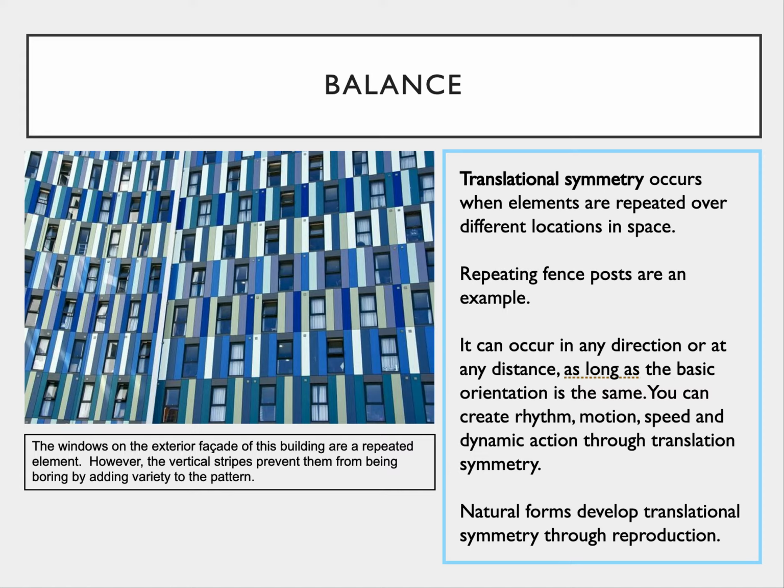So the windows on this building are repeated over and over and over and over. However, the material, the patterning in the material prevents them from being boring by adding variety. Translational symmetry occurs when elements are repeated over and over for different locations in space. Repeating fence posts, windows on a building. Okay. And then you can create rhythm, motion, speed, and dynamic action through the application of translational symmetry.